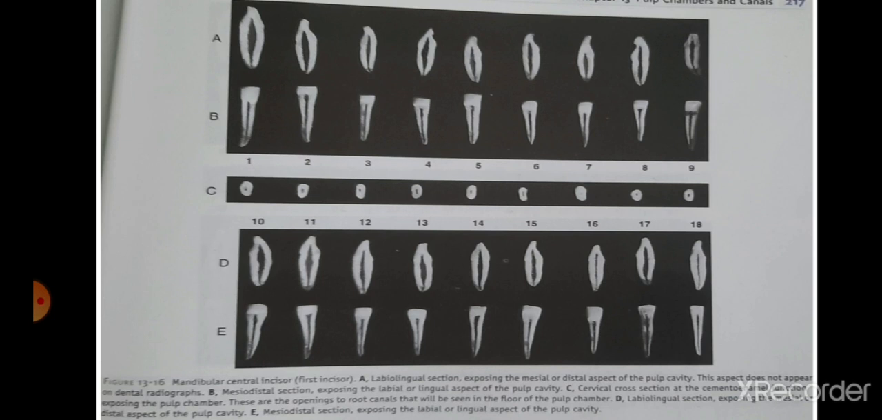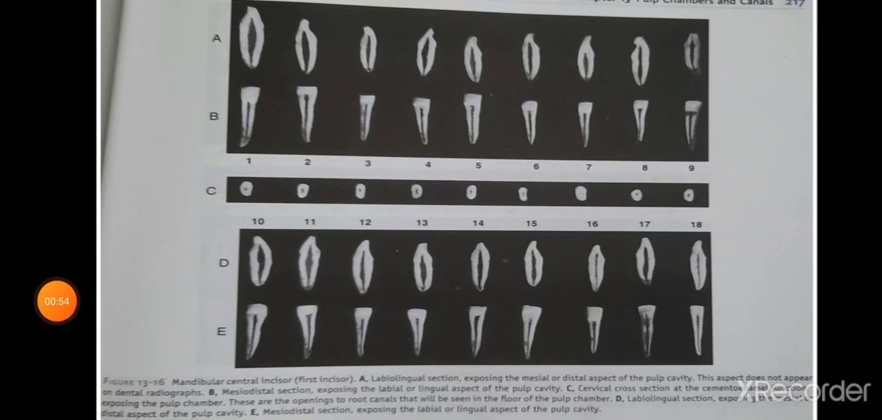The mandibular central incisor is the smallest tooth in the mouth, but its labiolingual dimension is very large. This tooth usually has one canal. Two canals may be found, but not very frequently. The pulp horn is well developed in this tooth. You can see this in figure 13.16, A1 through 6 and 8, D10 through 18.